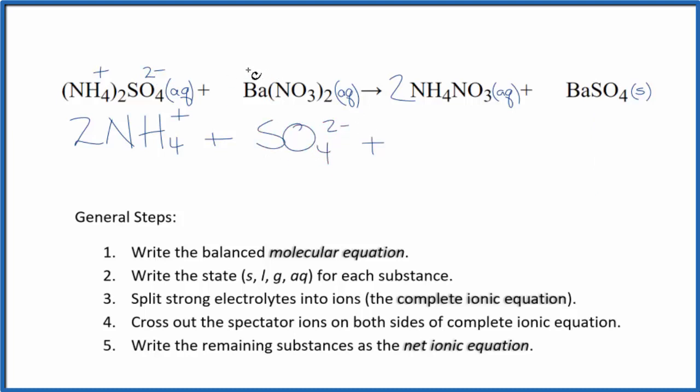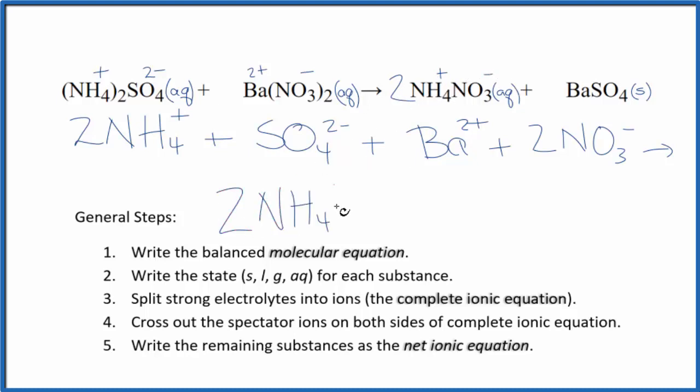Barium, that's in group 2 on the periodic table, has a 2+ ionic charge. The whole nitrate has a 1-. So I have my barium ion, Ba2+, and then I have 2 of these nitrate ions, 2 NO3-. And these are the reactants in our complete ionic equation. For the products, we have our ammonium ion again and our nitrate ion. 2 ammonium ions, just like the reactants, and then 2 nitrate ions.